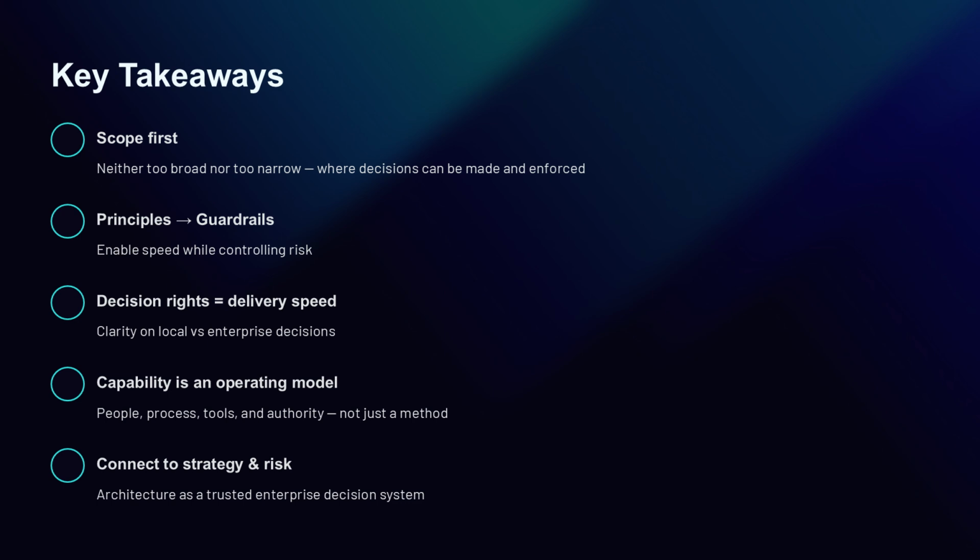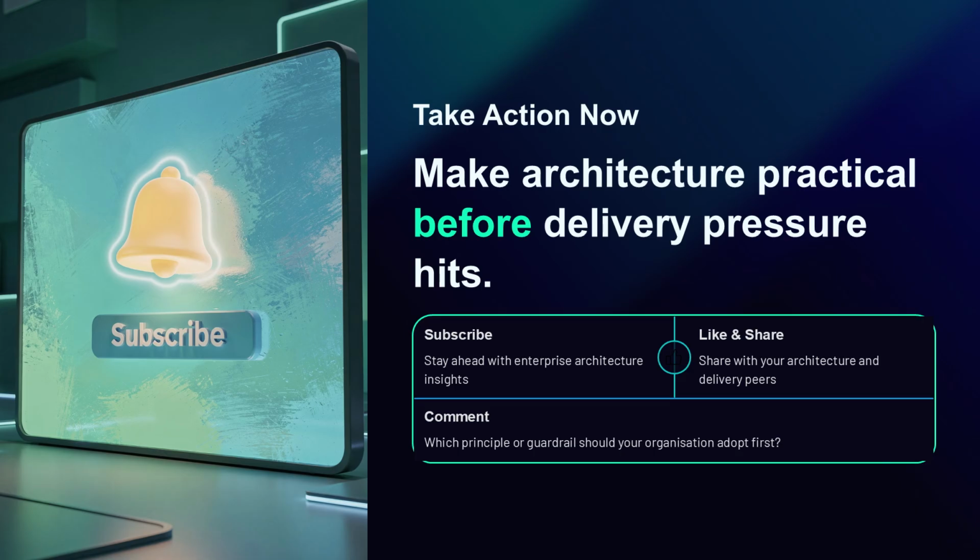You learned that architecture capability is a real operating model made of people, processes, tools, and authority, not just a method. Finally, you learned how to connect architecture to strategy, portfolio decisions, and risk management. So, architecture becomes a trusted enterprise decision system. Now that you understand how the preliminary phase sets up principles, scope, and architecture capability in TOGAF 10, you are ready to make architecture practical before delivery pressure hits.